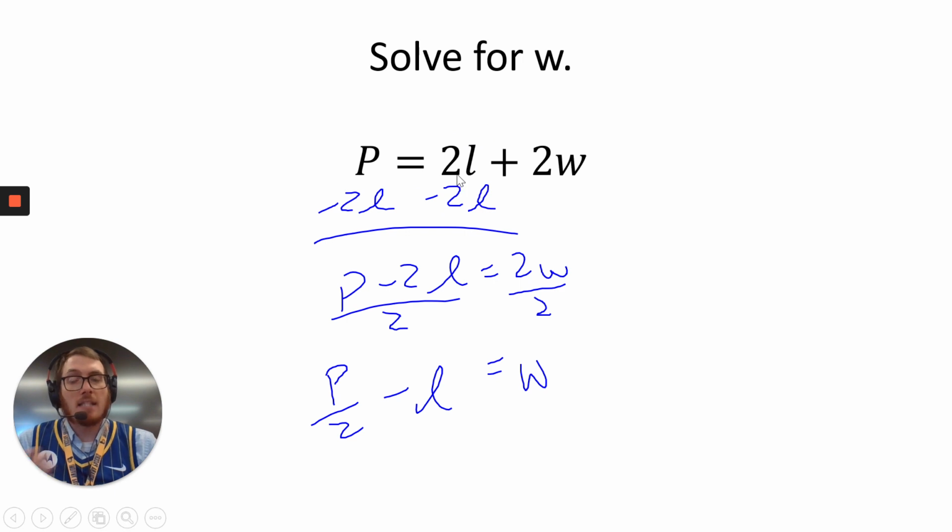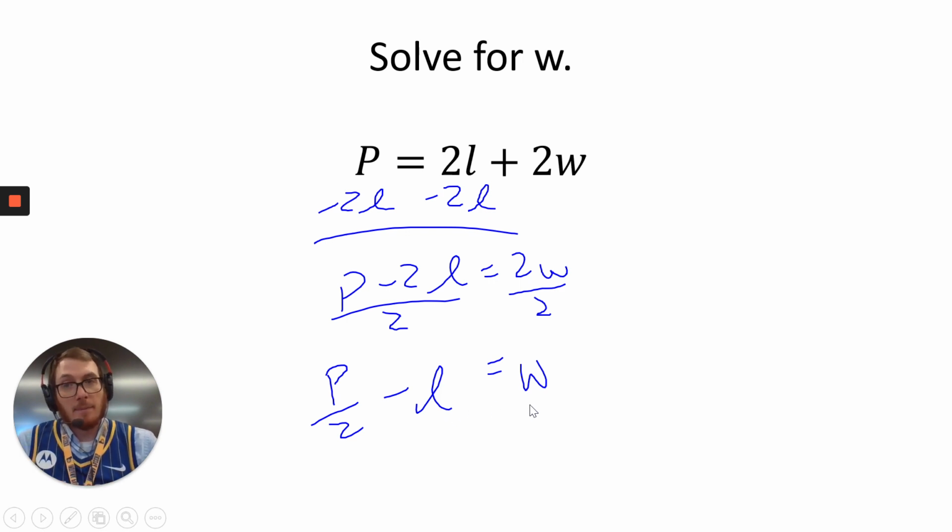So to get rid of positive 2l, I'm going to do minus 2l on both sides. P minus 2l is as simplified as it can go, and then equals 2w. I'm going to divide by 2 on both sides because the coefficient of w is 2. And when I divide by 2, I'm just going to distribute it. So p divided by 2, I can just leave as p over 2. Minus 2 over 2, those cancel out because 2 divided by 2 is 1. So it's p over 2 minus l equals w.